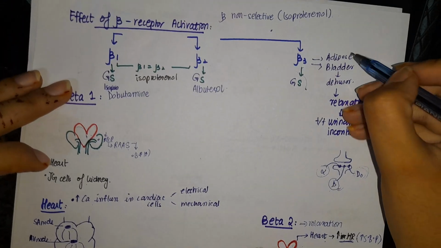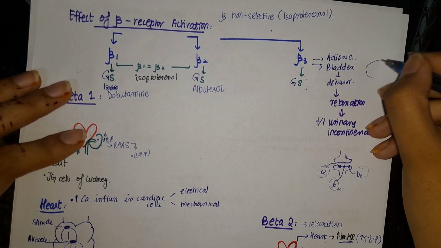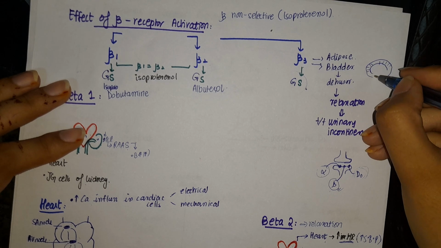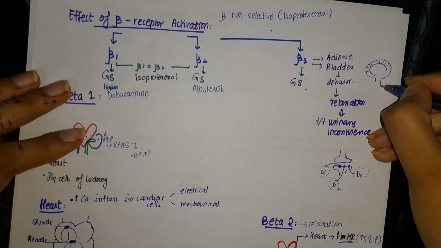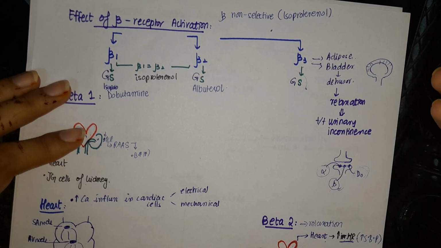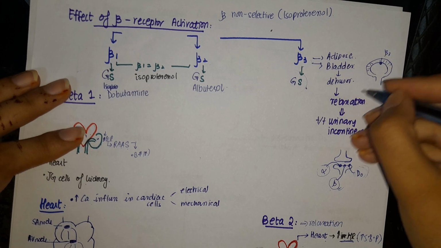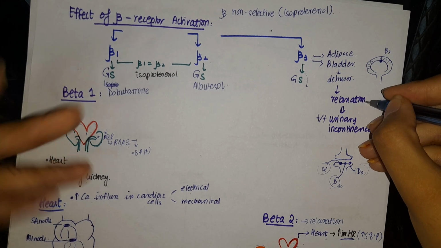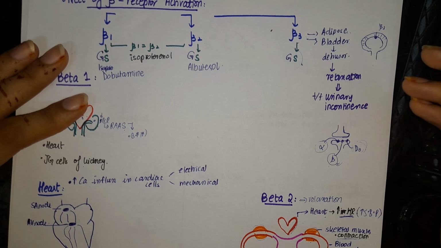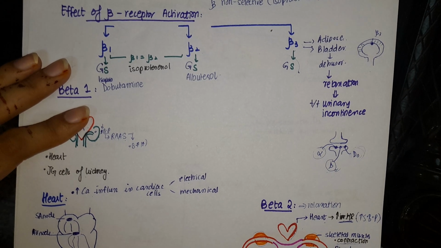Now the beta 3 receptors are found in adipocytes and they are found in the bladder. In the bladder, you have the detrusor muscles in the bladder wall. Whenever the beta 3 receptor is activated by its agonist, it will act on the beta 3 receptors on the detrusor muscles, and it will cause relaxation. Due to this relaxation, this will help in the treatment of urinary incontinence.